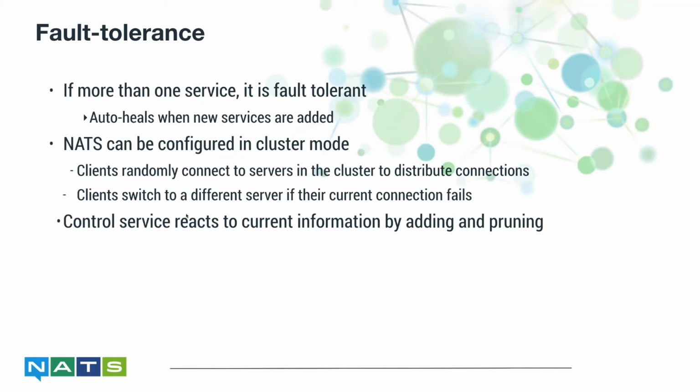If we configured our service to be in cluster mode, whenever the clients connect to NATS, they will randomly select one of the servers that are part of the cluster. We distribute the load between different servers. If a server disconnects or goes away, the clients automatically select a different server to connect to, and they connect. So we didn't have to do anything. That just happened.